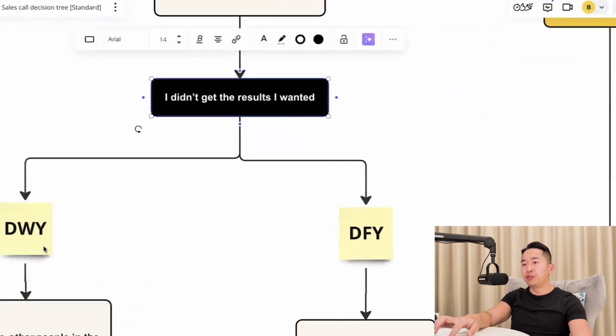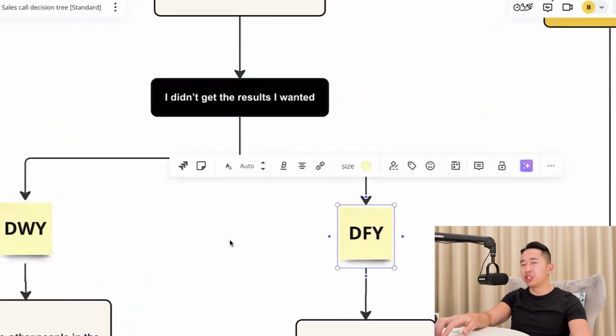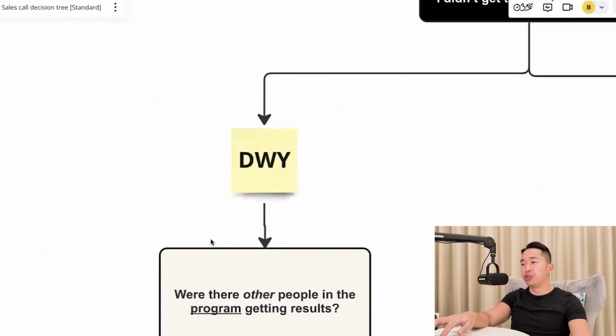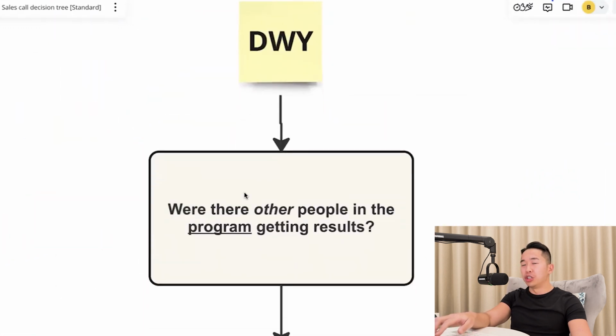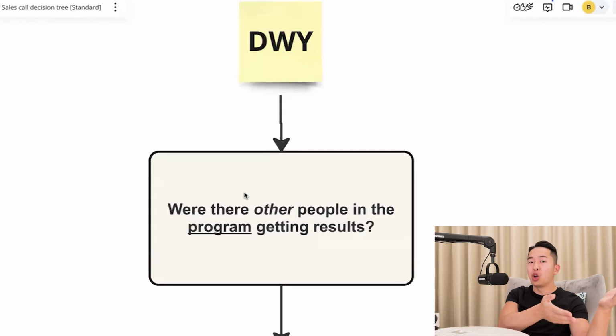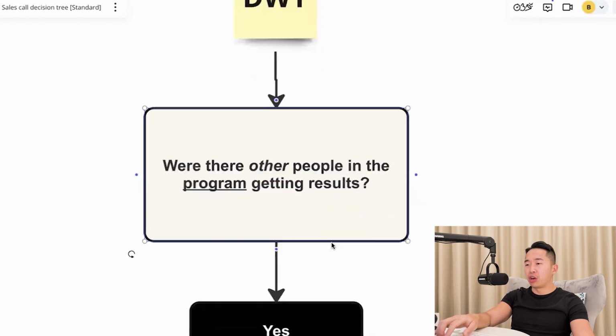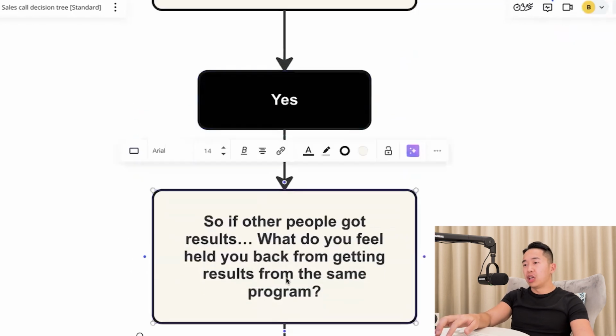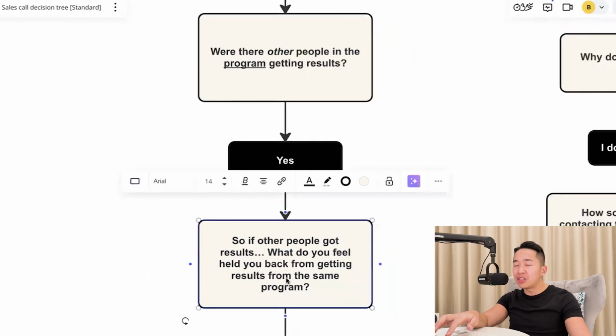Now, depending on whether you did a done with you or done for you solution, it's a bit different, but the whole framework is kind of similar. But let's go to done with you for the sake of this video. So let's say you sell coaching, and there were some parts that the prospect had to do from their side. Were the other people in the program getting results? They'll say yes. So if other people got results, what held you back from getting results from the same program? You probably would have done this in the discovery earlier on, but if you didn't, then you would do that here.